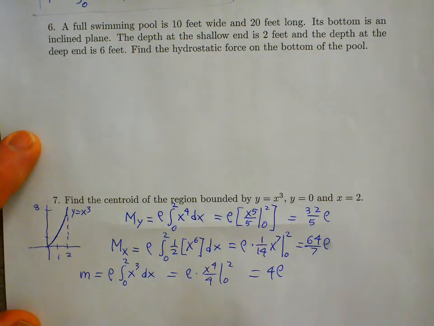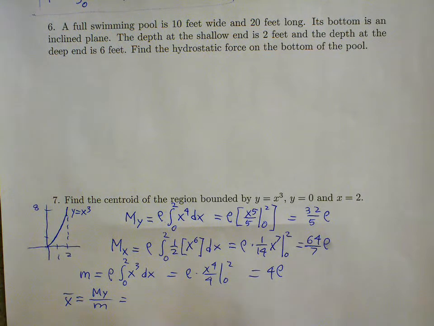And then the x-coordinate of the centroid, x bar, that's the moment of the region about the y-axis divided by the mass. Okay, so when we divide 32/5 rho by 4 rho, the rho's cancel, and we're just going to get 32 over 5 times 1/4 or 8/5.